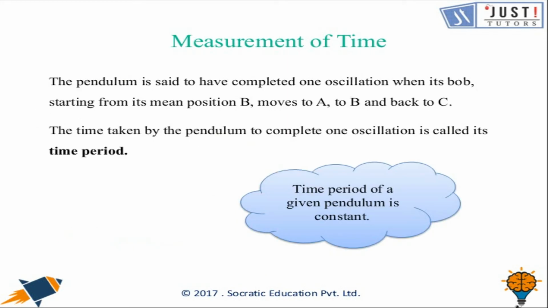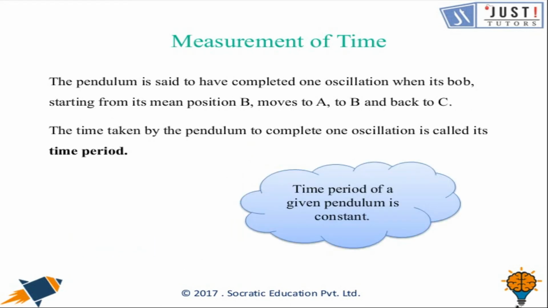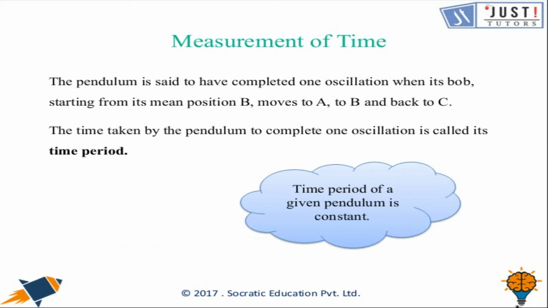The pendulum completes one oscillation when its bob moves from one extreme position A to the other extreme position, that would be C in this case, and comes back again to the mean position. The time taken by the pendulum to complete one oscillation is called the time period of the simple pendulum. For a given pendulum, this is most of the time constant.